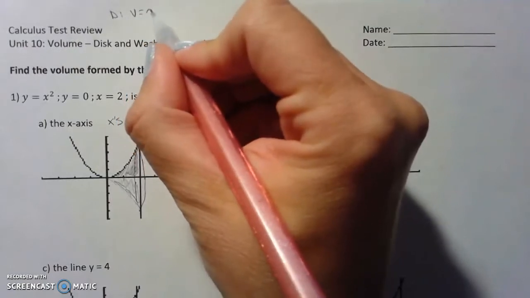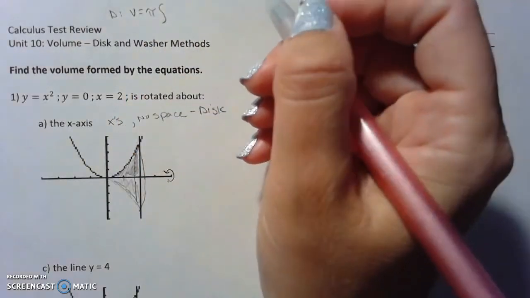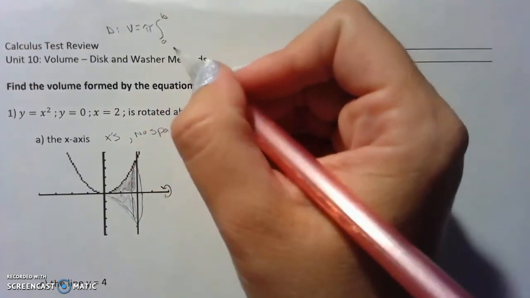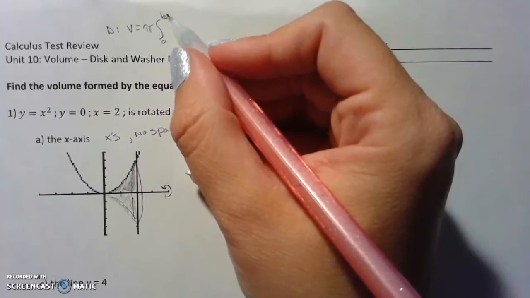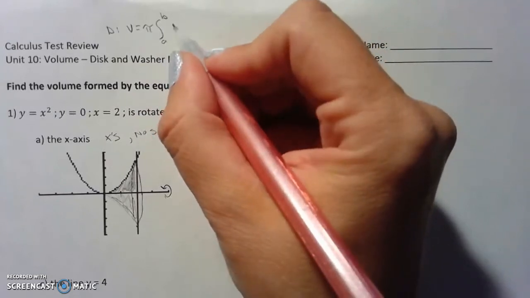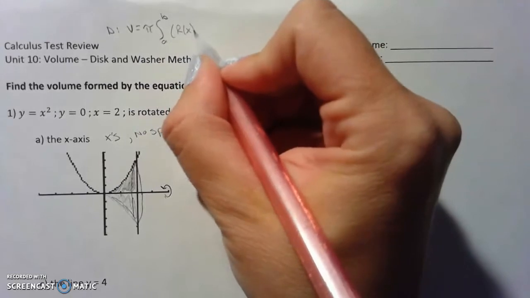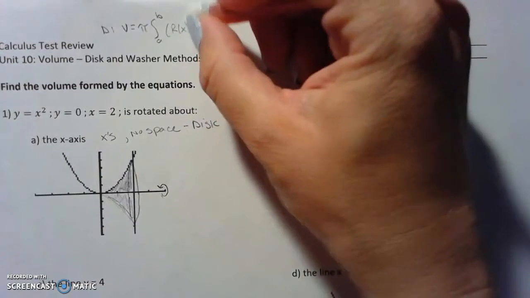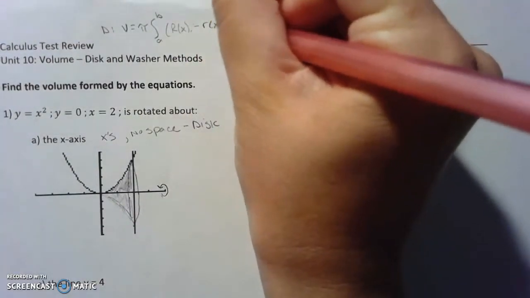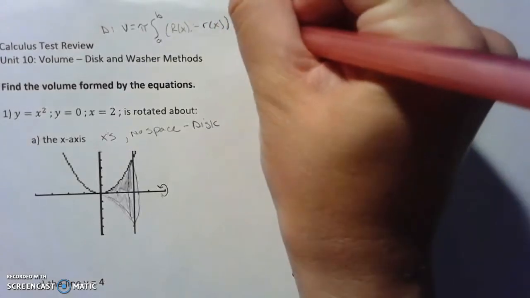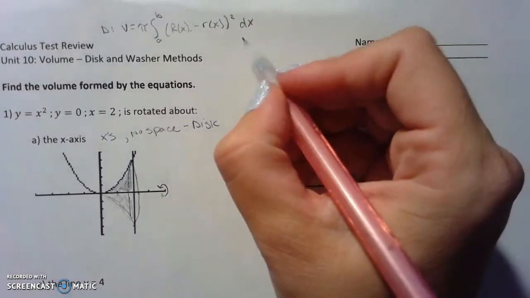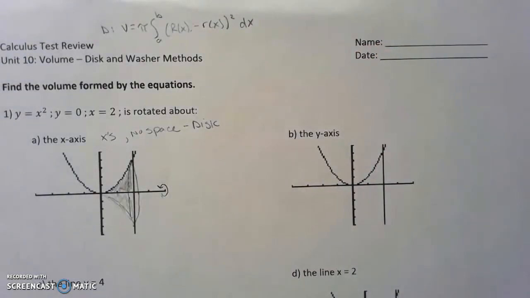Just for a reminder, for those of you who need it, the disk method says that the volume is going to be equal to pi times the integral from a to b, so our lowest value of our region to the highest value of our region. Then we're going to take the outer radius minus the inner radius and square it with respect to x. We'll come back and write the washer one when we need it.